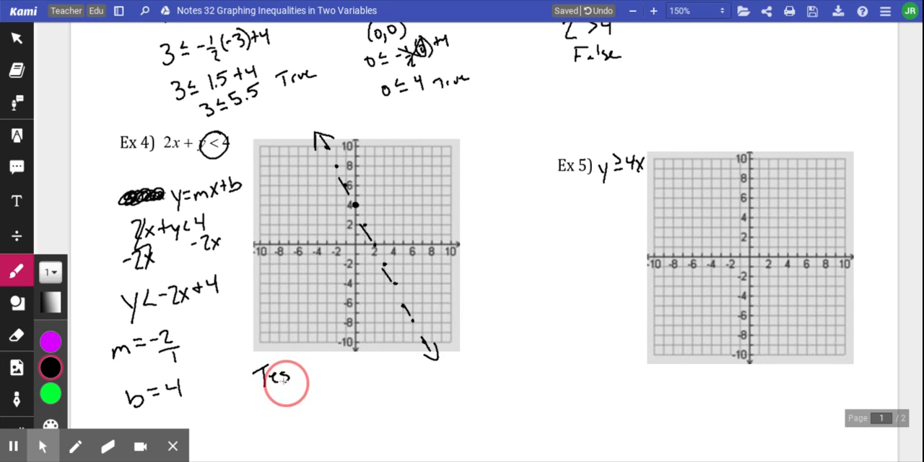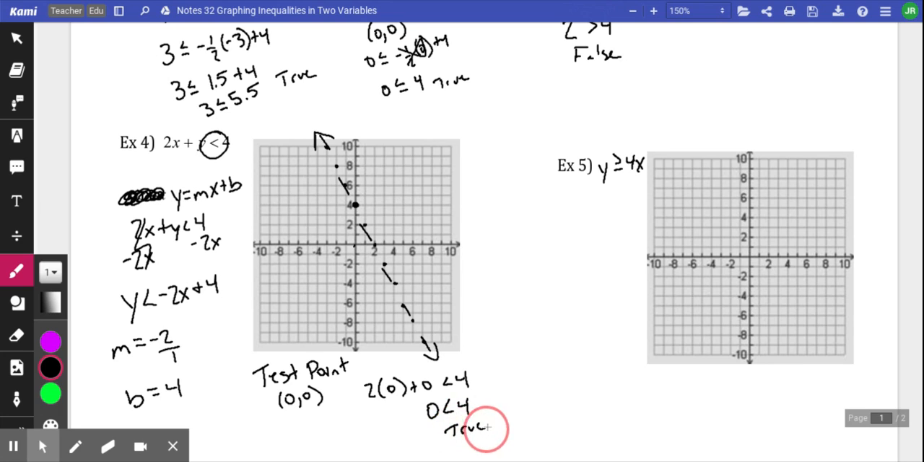That's where the test point comes into play. So we need to come up with any point that is not on the line. Let's go ahead and use 0, 0. That's one of the most common test points to be used. And let's plug it into the inequality. So this tells me 2 times 0 plus 0 is less than 4. So 2 times 0 is 0, plus 0 is 0. 0 is less than 4.